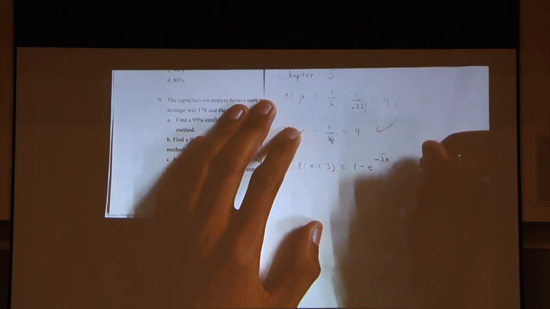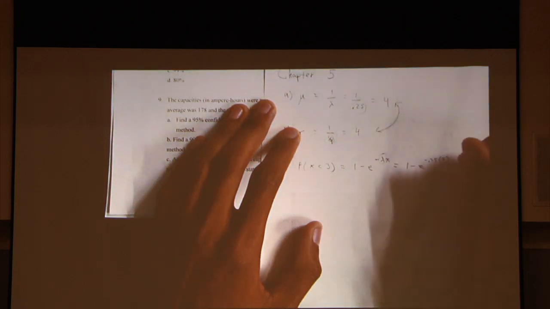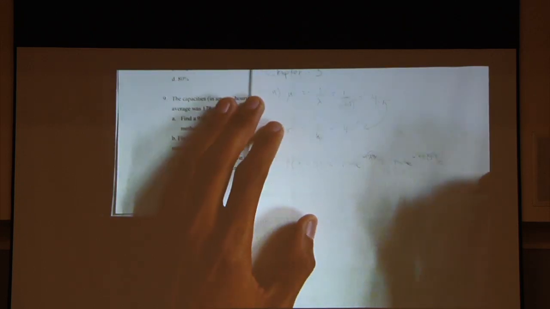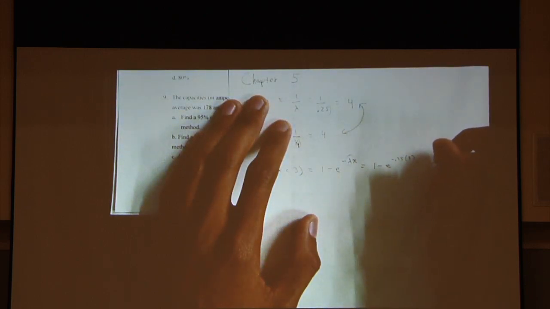So 1 minus e to the negative 0.25 times 3 ends up being 0.5276.